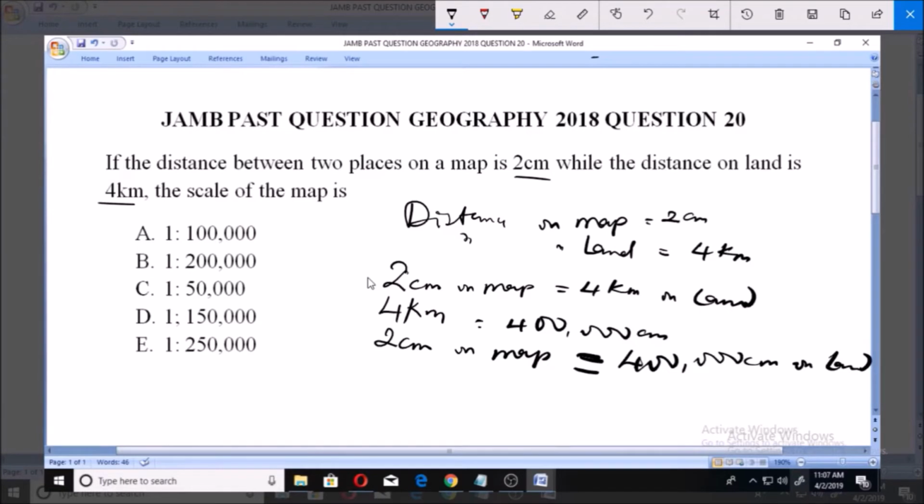That means we're having a scale of 1:200,000, and that makes option B the right answer, and that is our answer.